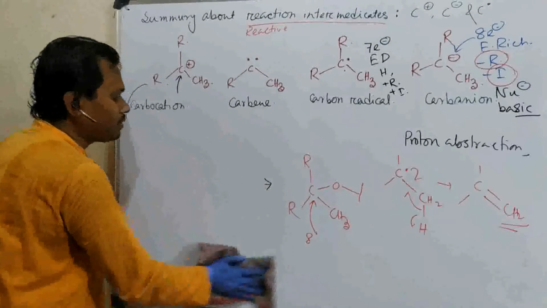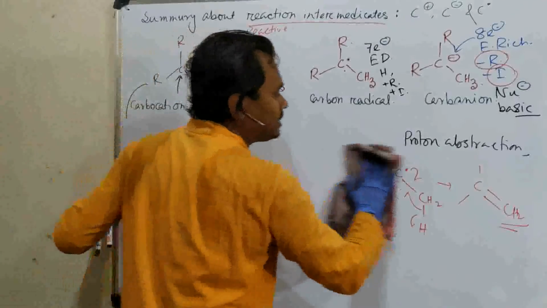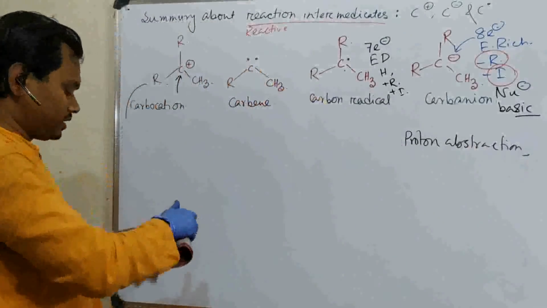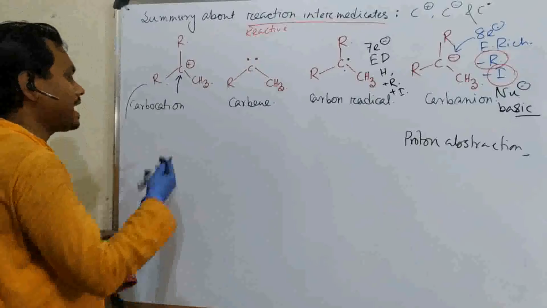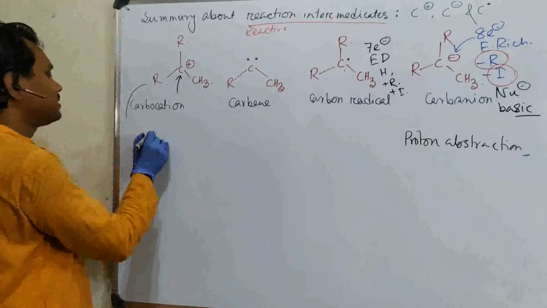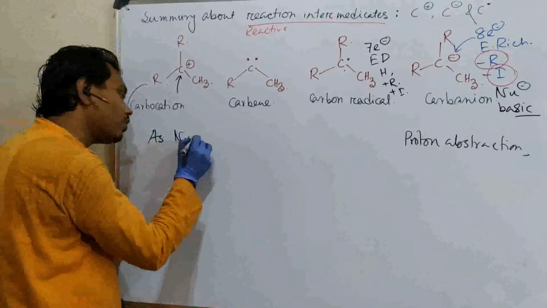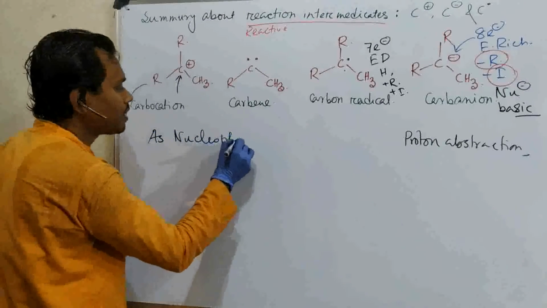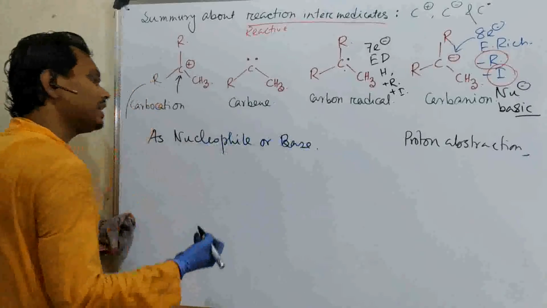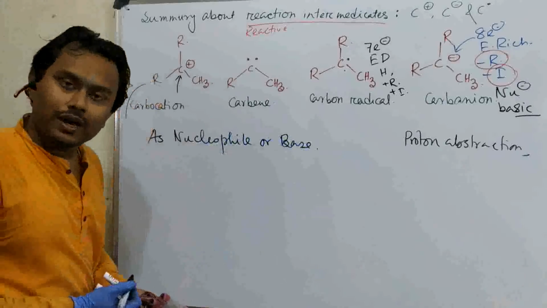Now let's think about the carbanion. If you think about a carbanion, it is not electron deficient. It is electron rich. So it is better to write this as a nucleophile or base, depending on the condition. Okay. So how can we say nucleophile?